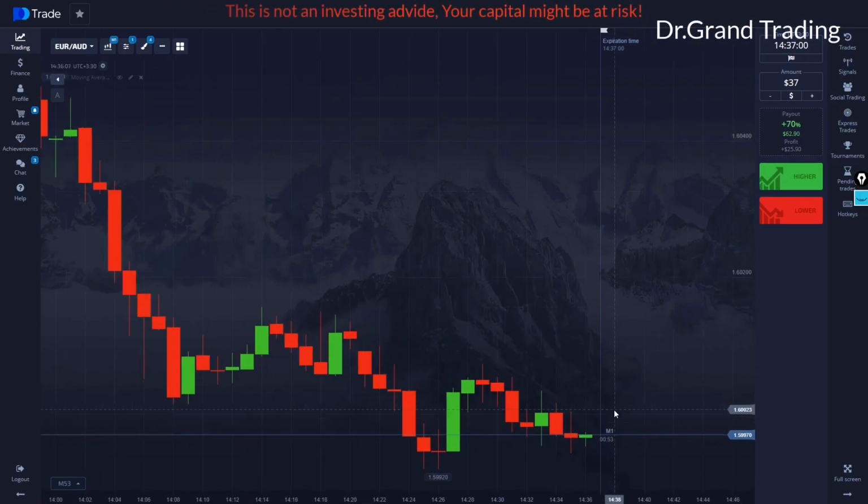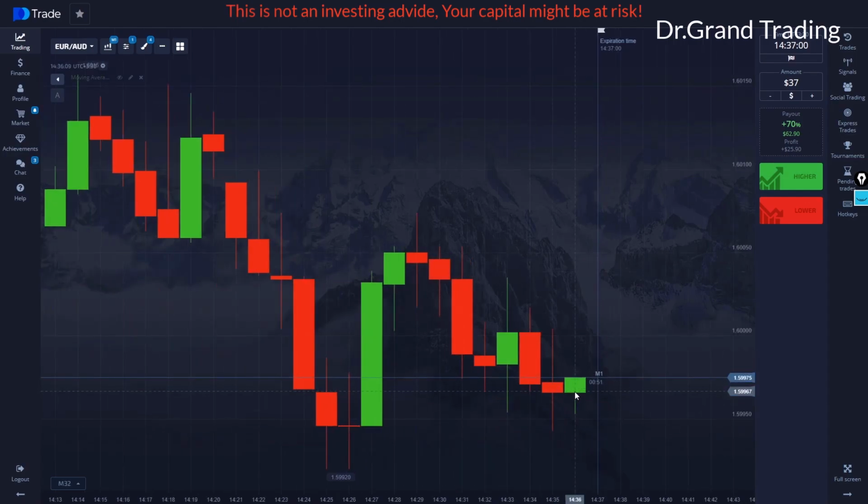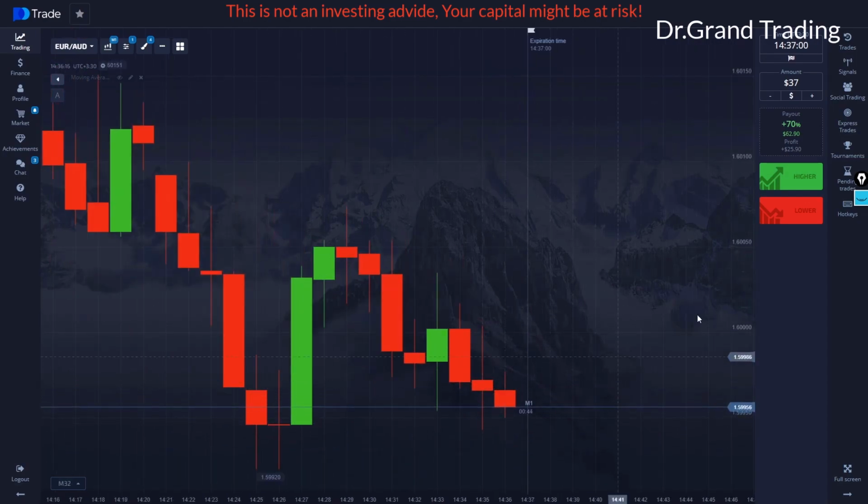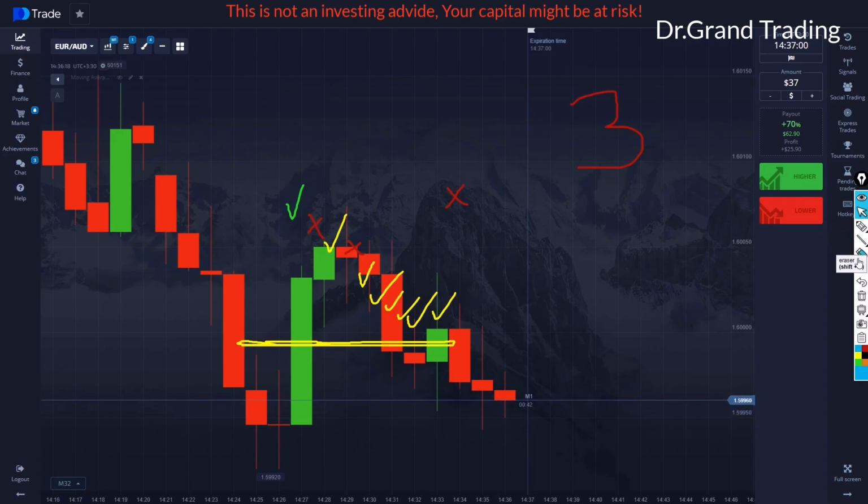Today I will take some trades based on candlestick psychology. Without further ado, let's get it started. So here you see a downtrend. Okay, I missed the entry on this one. I'm sorry.